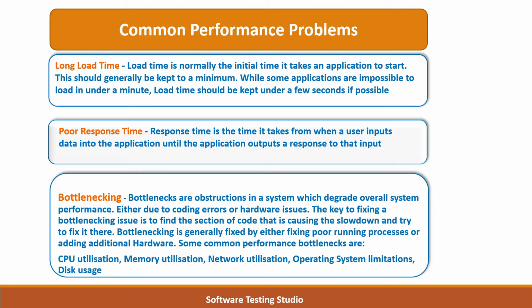The key to fixing the bottleneck issue is to find the section of code that is causing the slowdown and try to fix it there. Bottlenecking is generally fixed by either fixing poor running processes or adding additional hardware. Some common performance bottlenecks are CPU utilization, memory utilization, network utilization, operating system limitation, and disk usage.